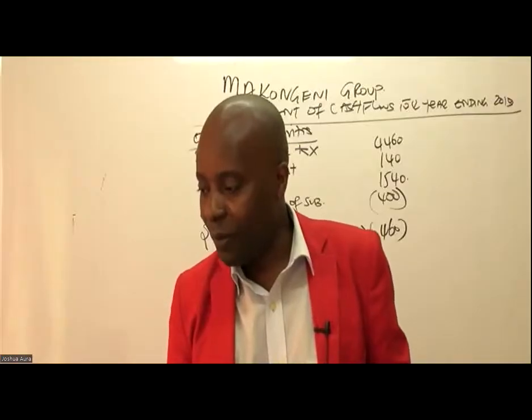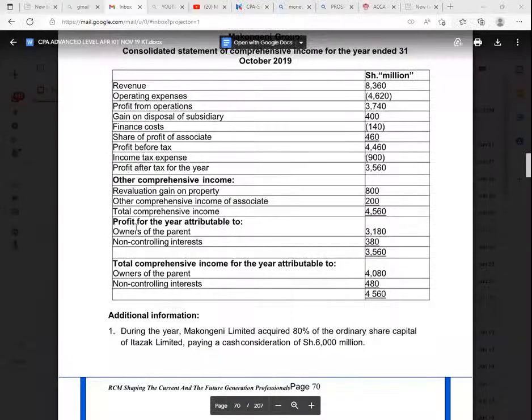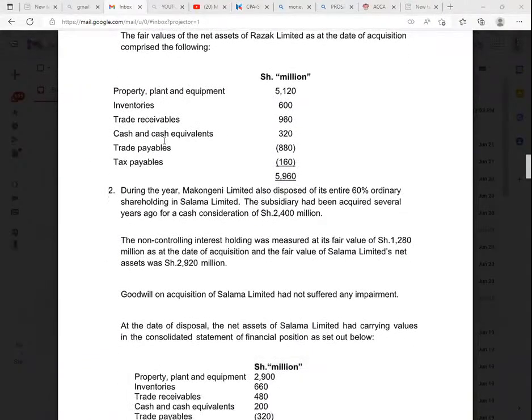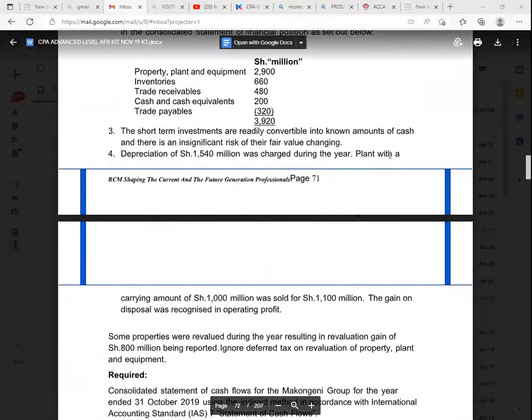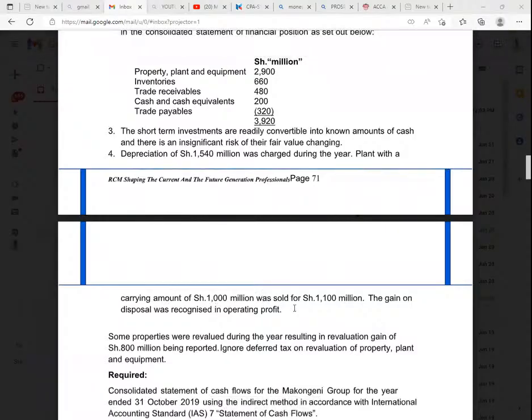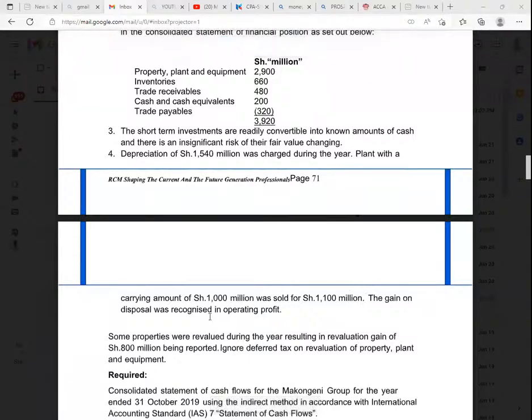Now, ladies and gentlemen, what else are we told here? Let's look at this very nicely. We are combing it up. Now I'm looking for any gain. Yes, we have plant with a carrying amount of 1,000 that was sold for 1,100. The gain on disposal was recognized in the operating profit.